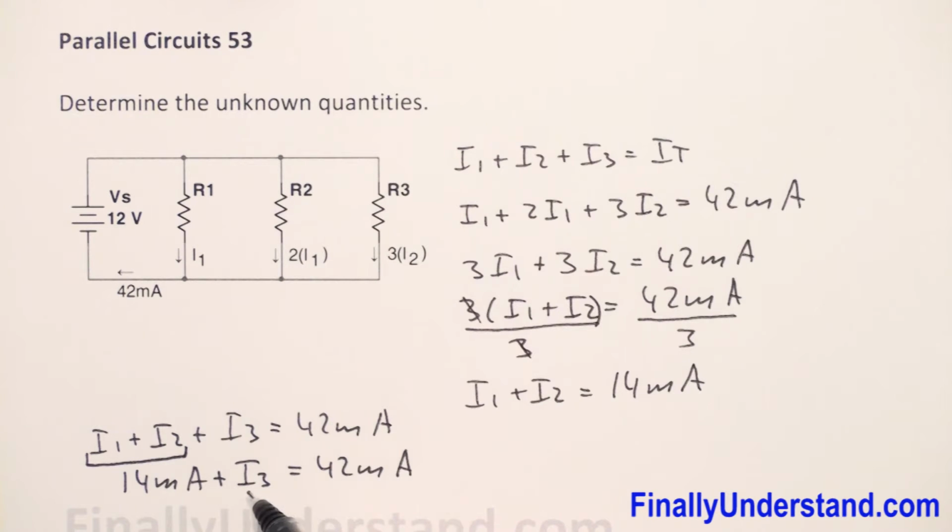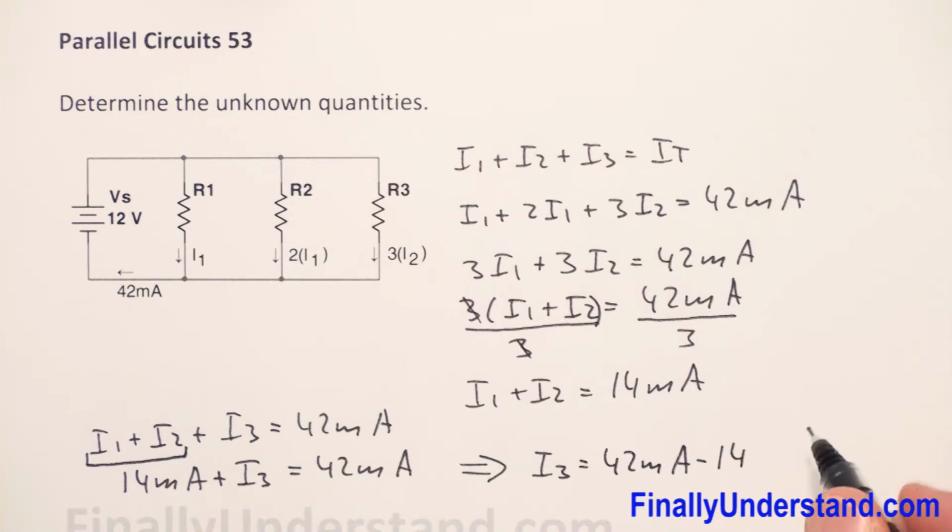Okay, so now I can find I3 by moving 14 milliamps to the right side of my equation. So I'm going to write this over here. So I3 is equal to 42 milliamps minus 14 milliamps. 42 minus 14 is equal to 28 milliamps. Okay, so this is my I3.